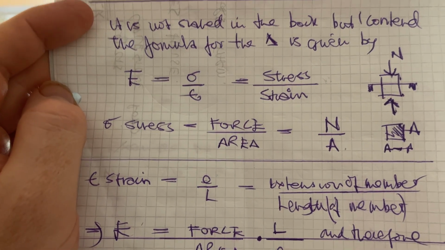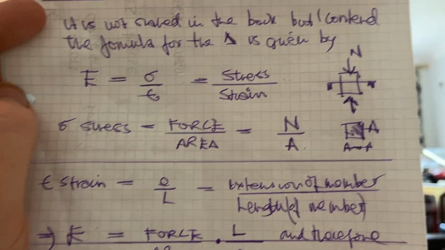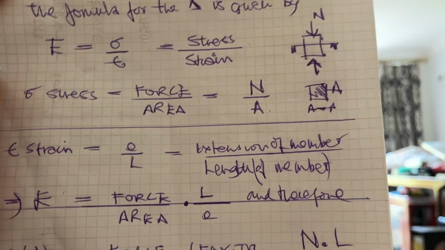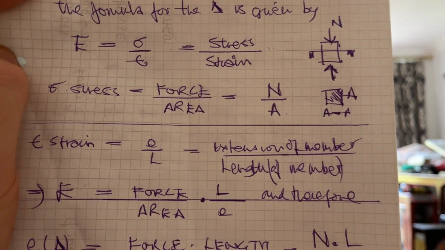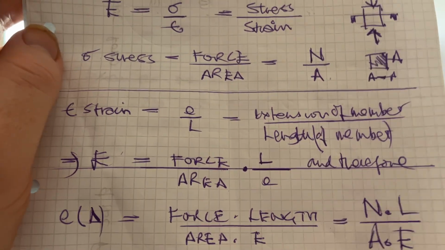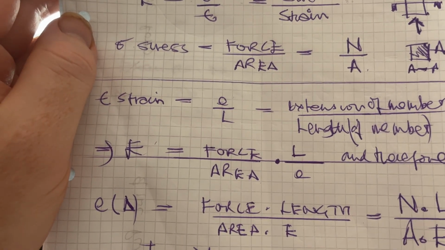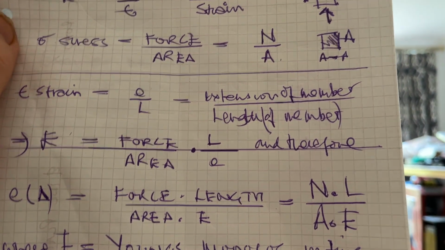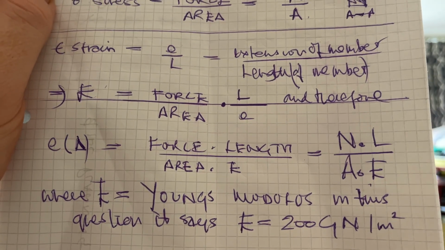E, Young's modulus, equals stress over strain, so that stress sigma equals force per area equals N over A. So that's a little diagram of it. The force is N, and the area of the section we just calculated was 443 millimeters squared. The strain epsilon equals extension divided by length, the extension of a member divided by the length of a member. E equals force per area.